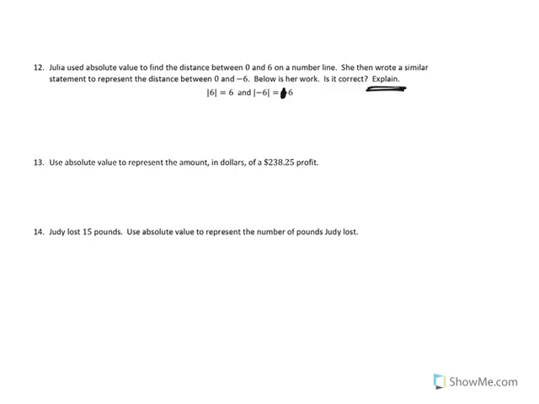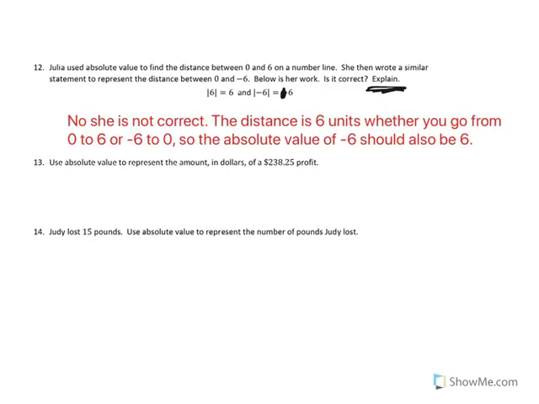That's where our explanation comes in. So let's see how we can write this, how best we can explain this. Well, you could say, no, she is not correct. The distance is 6 units whether you go from 0 to 6 or negative 6 to 0. So the absolute value of negative 6 should also be 6. But Julia wrote negative 6, so she had it incorrect. If you were the teacher, you would have the joy or sadness of marking it incorrect. Mostly it would be sad.